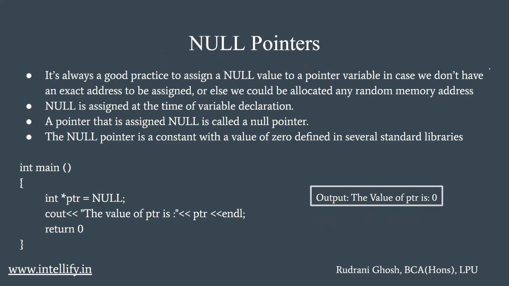It is always a good practice to assign a null value to a pointer variable in case we don't have an exact address to be assigned. Why? Because otherwise it would be allocated some random memory address. The value of the null pointer is 0, defined in several standard libraries. So it is just a good practice to initialize a pointer with null.